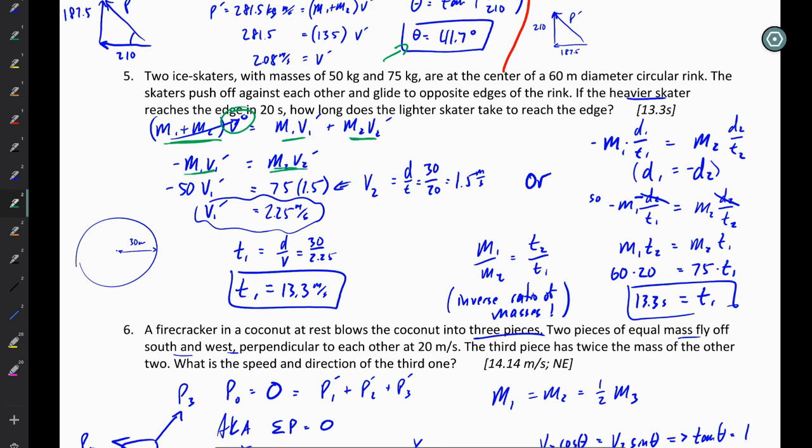So we have most of what we need. We've got the masses, and, oh, we didn't actually have the time yet, or the velocity yet. So I guess we need to determine the velocity.